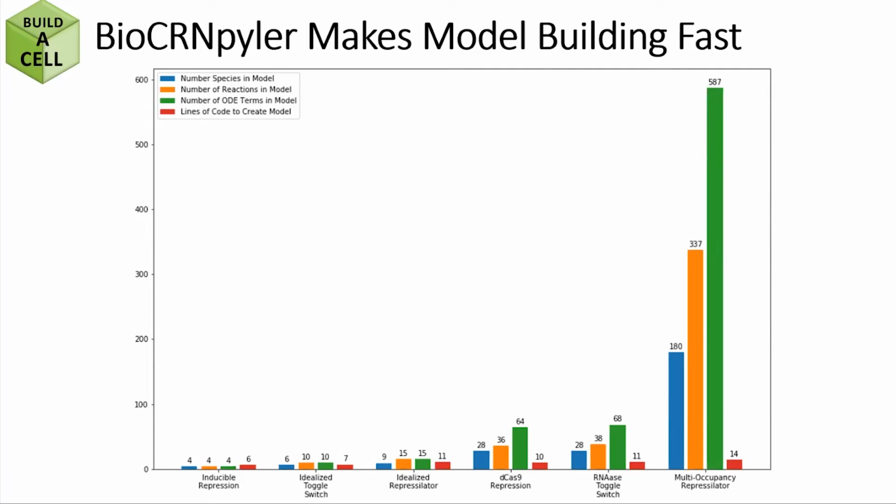The number of terms in the ODE, so if you actually wanted to write out the equation, how many separate terms would you need to do this? And this can be small. In the case of inducible repression, you could deal with this by hand pretty easily. But in the case of multiple occupancy repressilator model, there's no way you would even want to begin writing out this system of equations. It's way too big. It has over 580 terms.